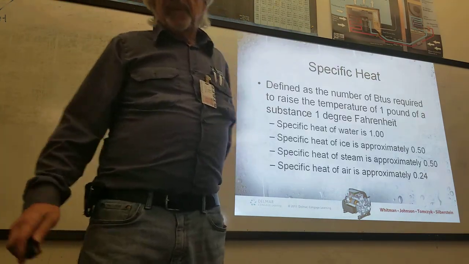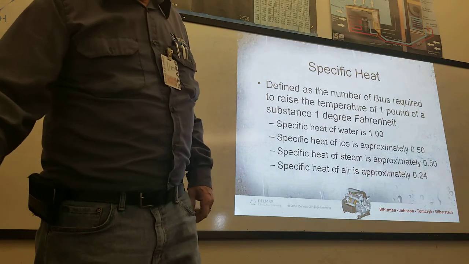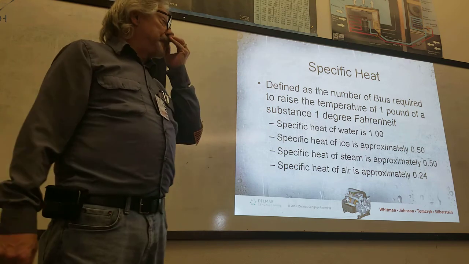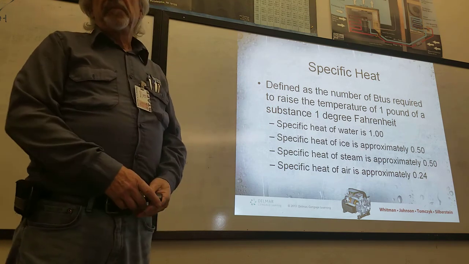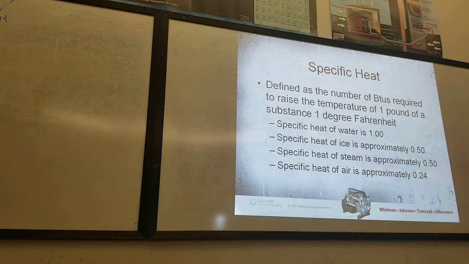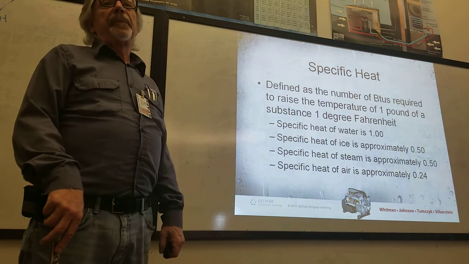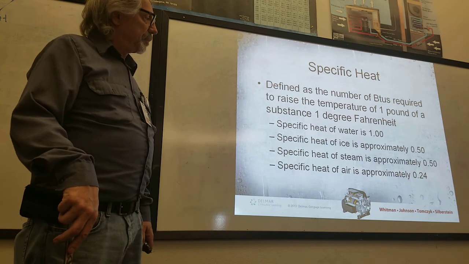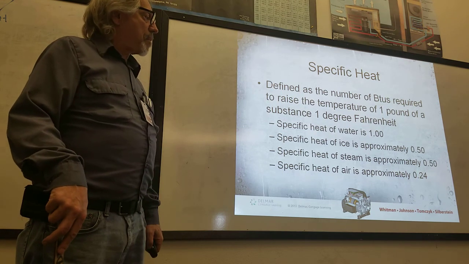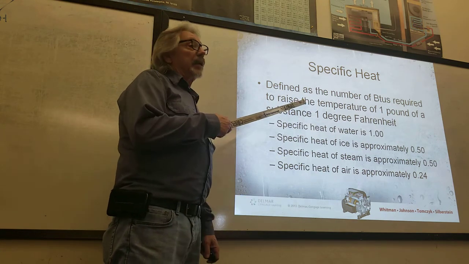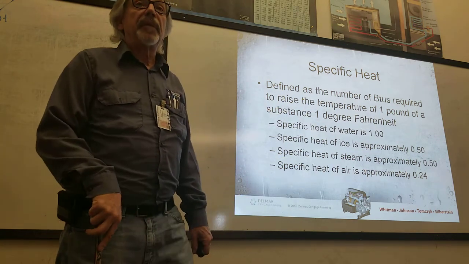Now, specific heat, defined as the number of BTUs required to raise the temperature of 1 pound of substance 1 degree Fahrenheit. Specific heat of water is 1.00. Specific heat of ice is approximately 0.50. Specific heat of steam is approximately 0.50. Specific heat of air is approximately 0.24. Okay, so when we look at specific heat, it almost looks like the definition of BTU, right?